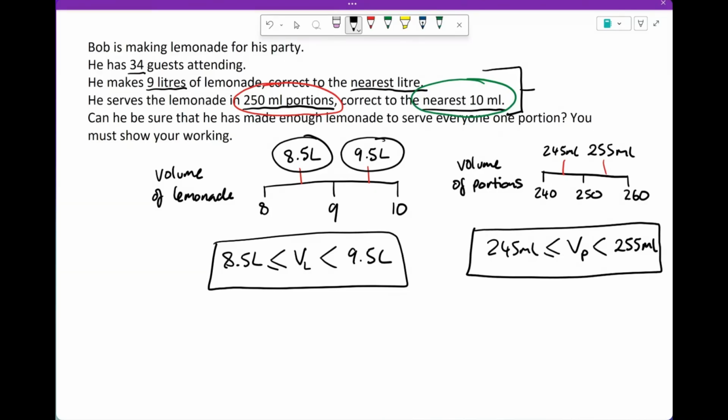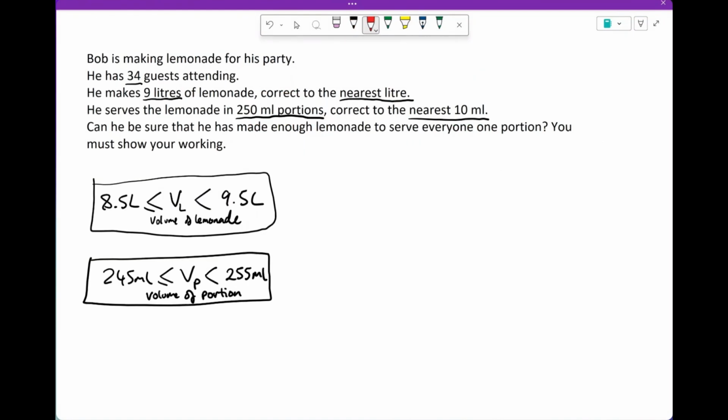Now let's have a think as to how we're going to use these error intervals to actually answer the question. Right, so what we've established so far is that the total volume of lemonade that Bob has made is somewhere between 9.5 litres and 8.5 litres. And then the portions that he's going to serve are somewhere between 255 millilitres and 245 millilitres.